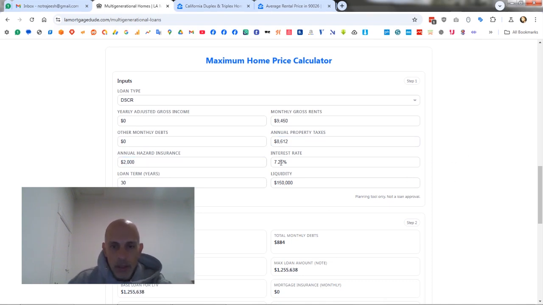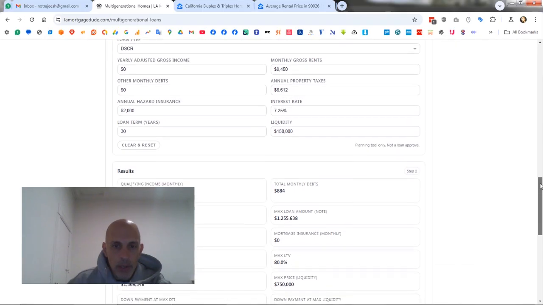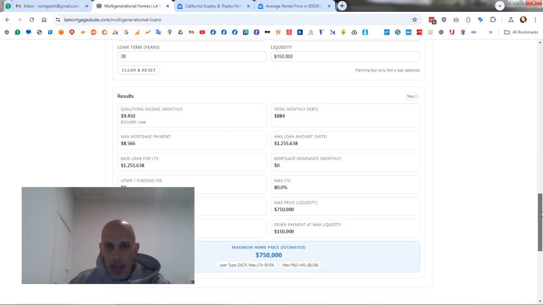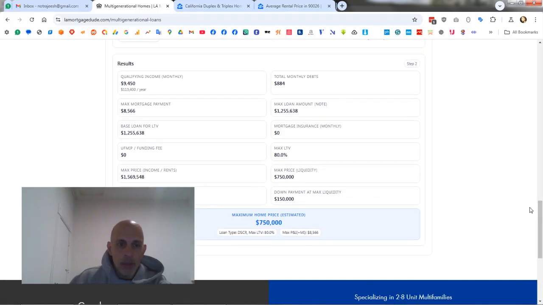This is a DSCR loan, 3 units, 7.25 is a pretty good guess. Let's say you have 150 in liquidity. Your max purchase price does not change. It's still at $750. But assuming you had more cash available to make the minimum down payment, you're looking at a max purchase price of $1.5 million. So technically you're getting this at a huge discount.